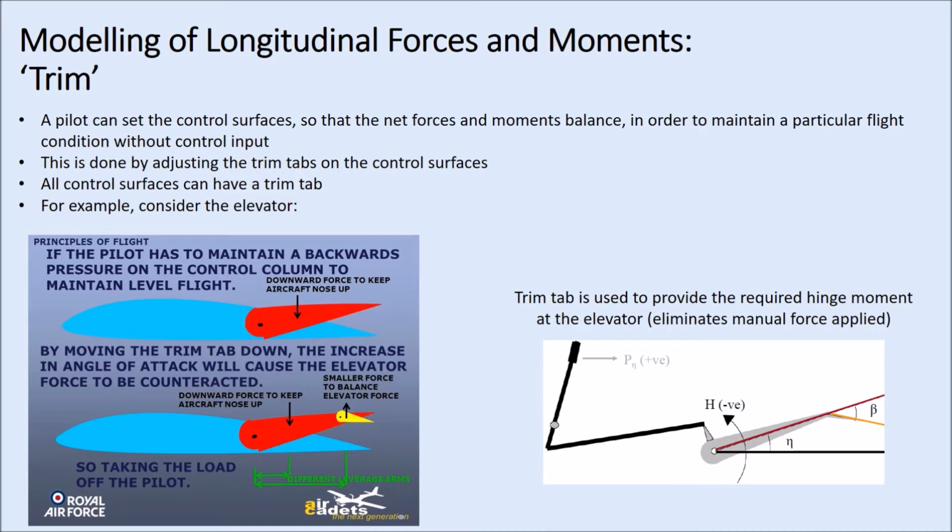So the idea behind this is again to do with moments, right? The elevator is exerting a downwards force to maintain the aircraft with a nose up attitude, right? And it has a particular moment arm associated with it with regards to where the force acts and where the fulcrum point of the elevator is. You can see that in the bottom left hand diagram on this slide.